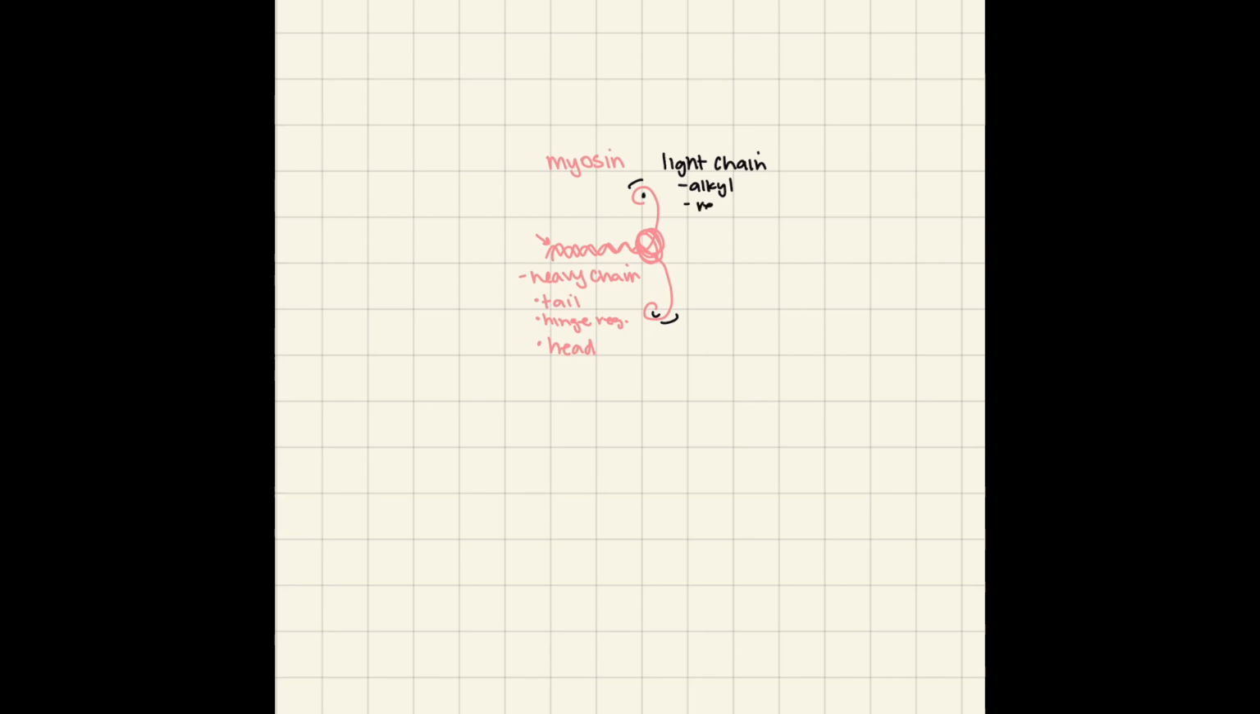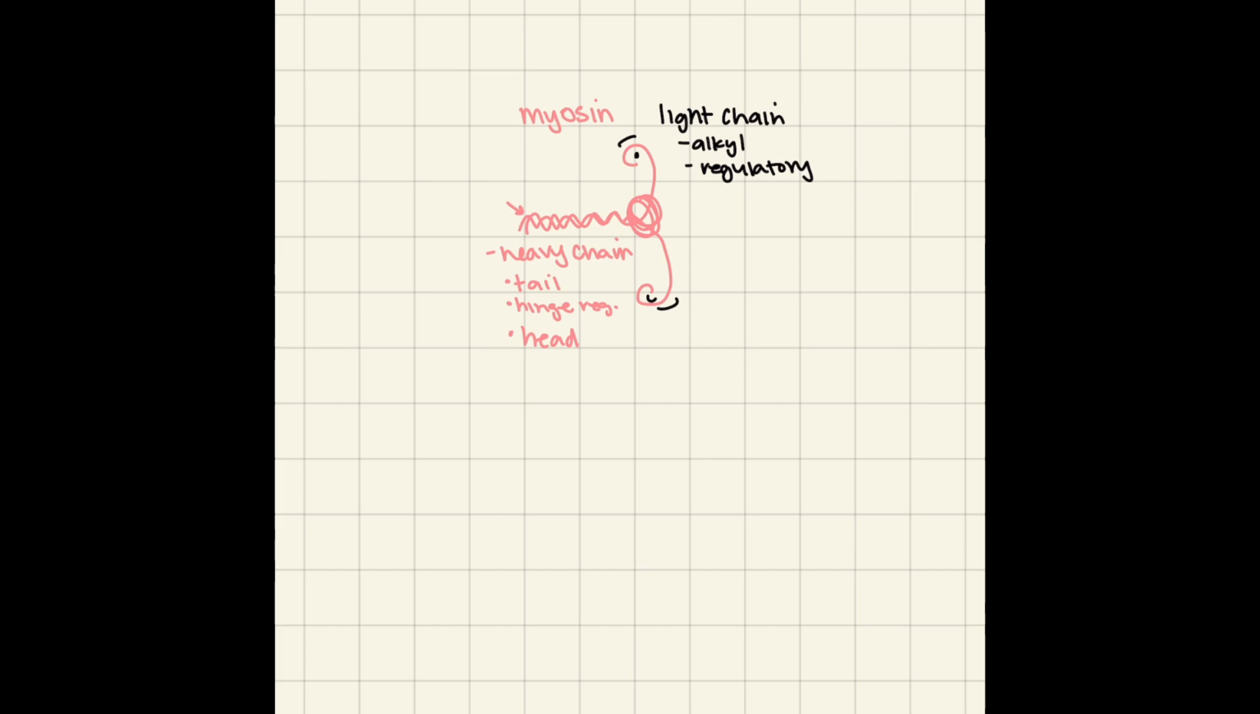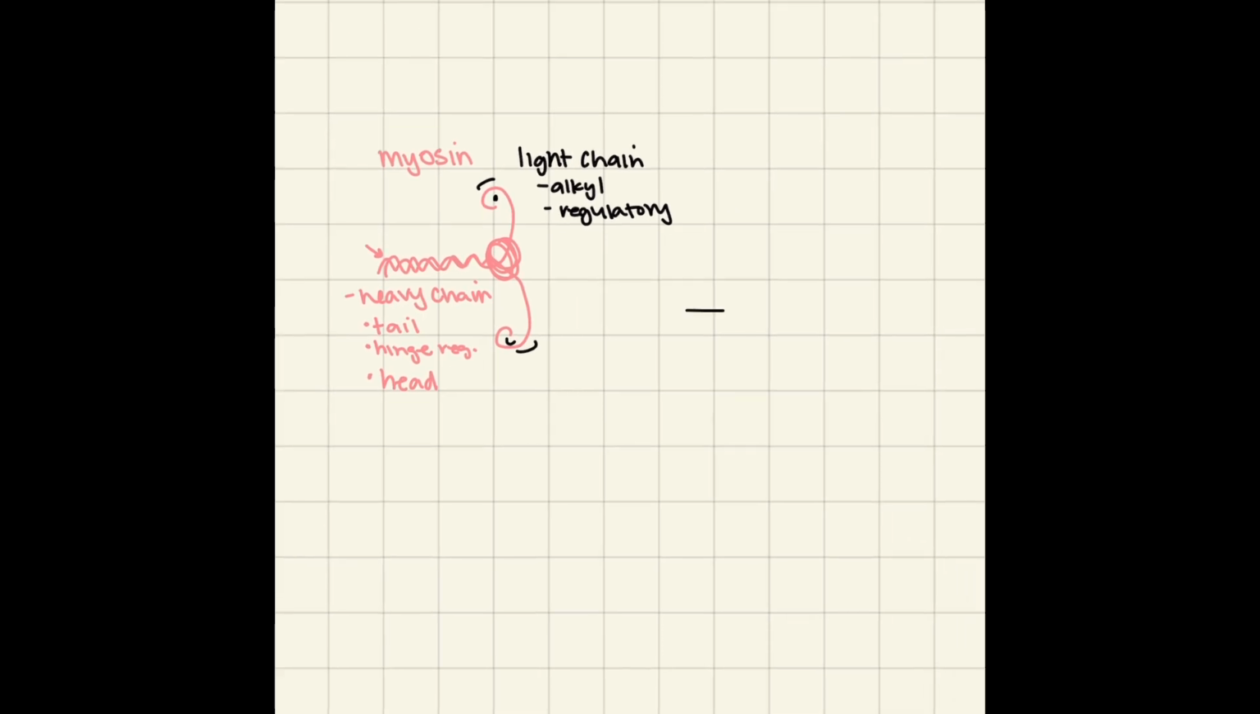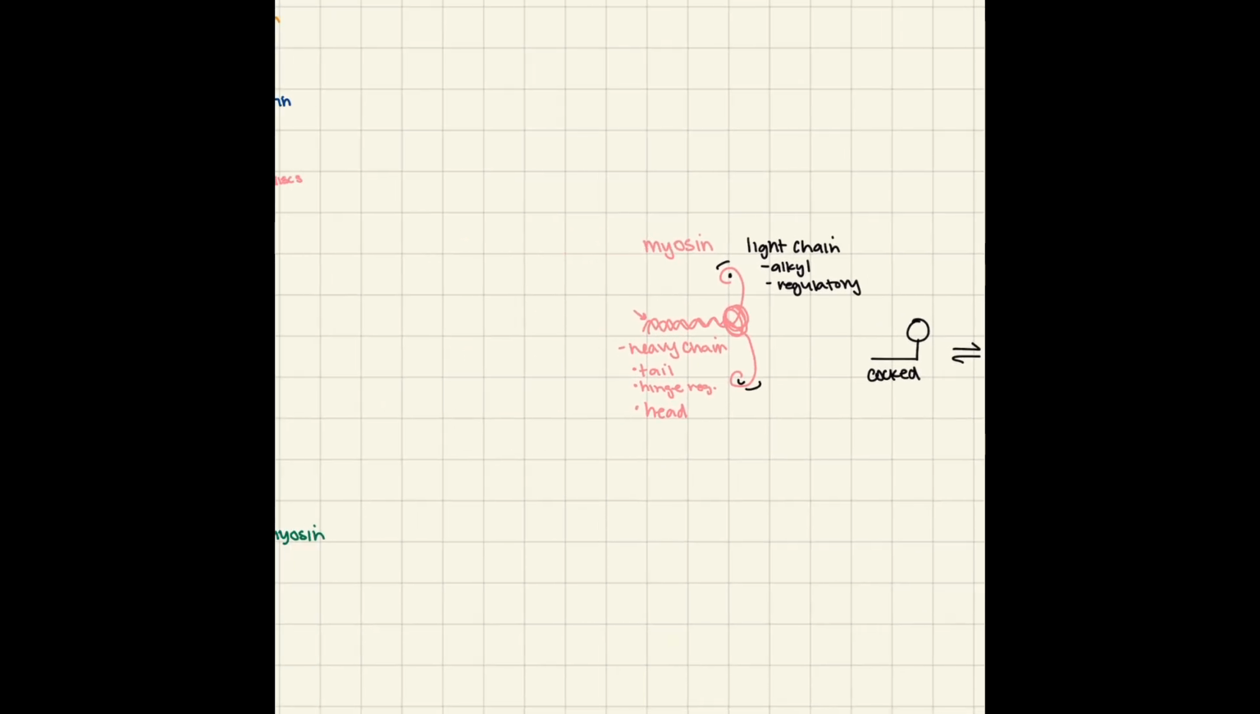Regulatory. Okay, and 1 regulatory light chain. So that's myosin. Myosin also has 2 different conformations, so it can move freely between 2 different conformations. We call this one cocked and this one uncocked. And that becomes important when we actually work with contraction.